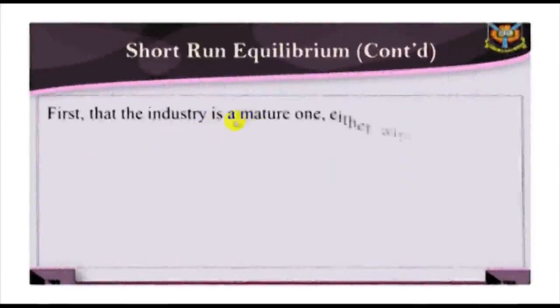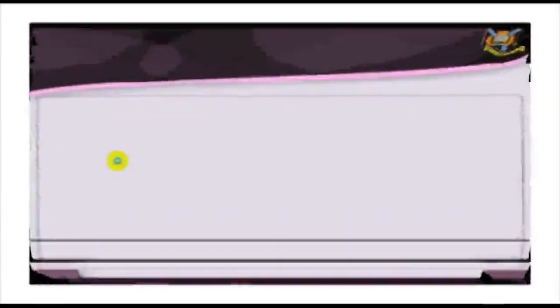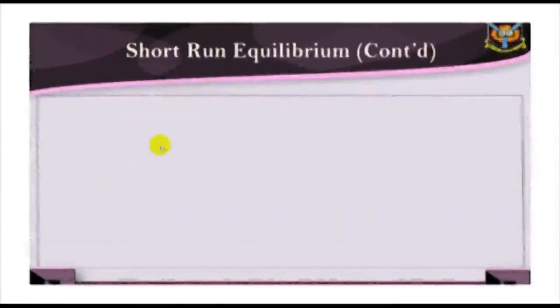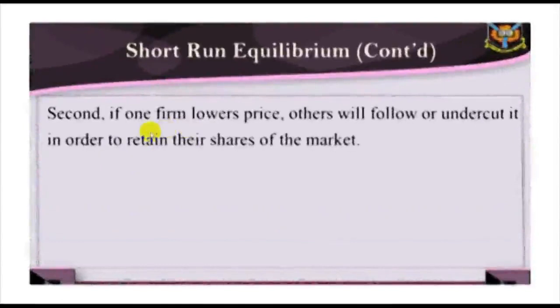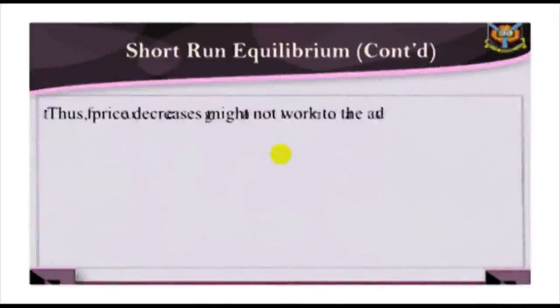First, that the industry is a mature one, either with or without product differentiation. A cluster of prices or a price fairly satisfactory to all has been established. Second, if one firm lowers price, others will follow or undercut it in order to retain their shares of the market. Thus, price decrease might not work to the advantage of the firm.